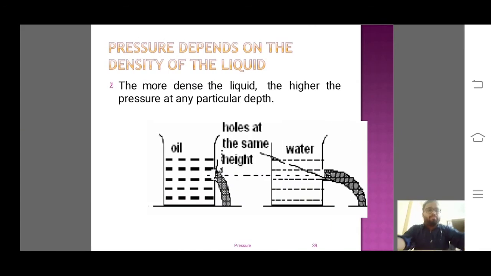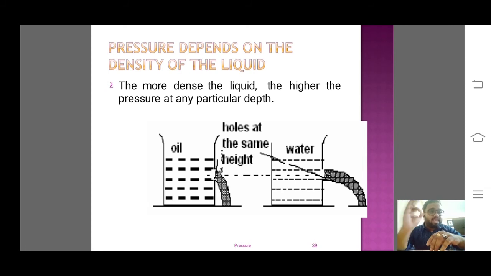Then you have pressure depends on the density. You can see a diagram where oil is there and water is also there. Holes have been punched at the same height. Now you will see that water is flowing out at a higher speed than oil, which means oil is lighter than water. That's why oil floats on water. So oil has a lesser density.